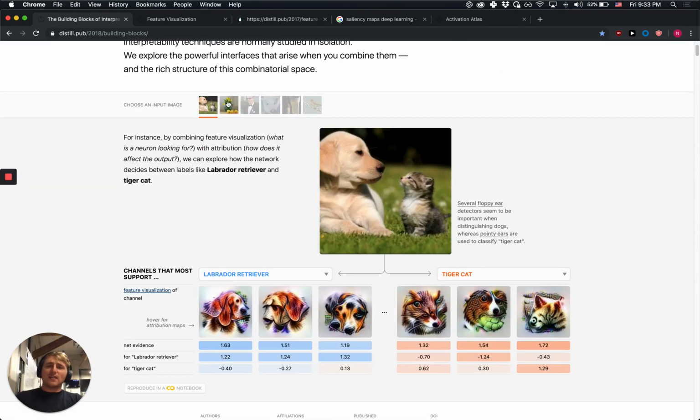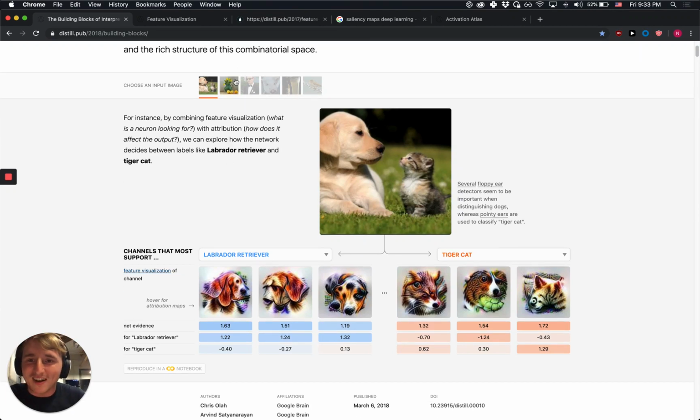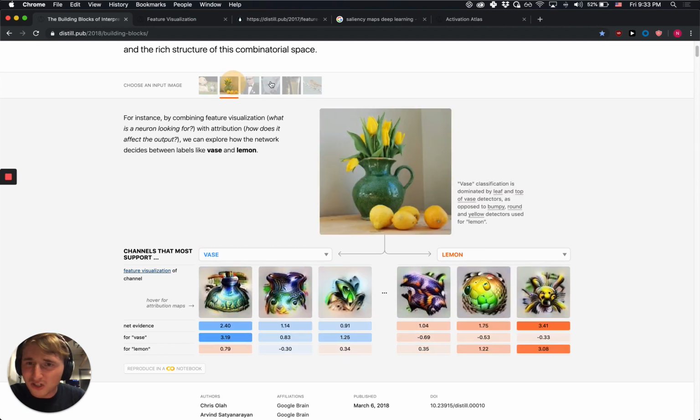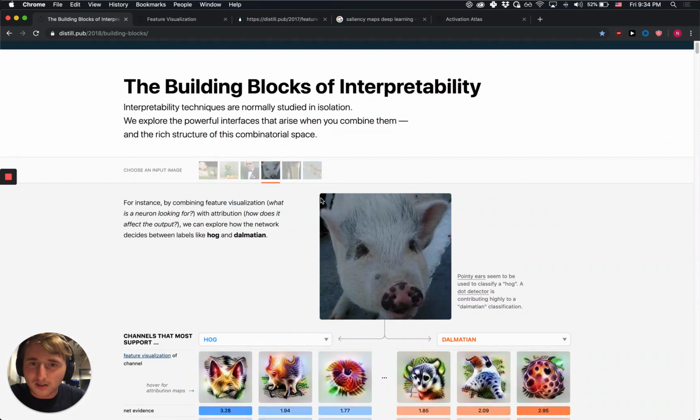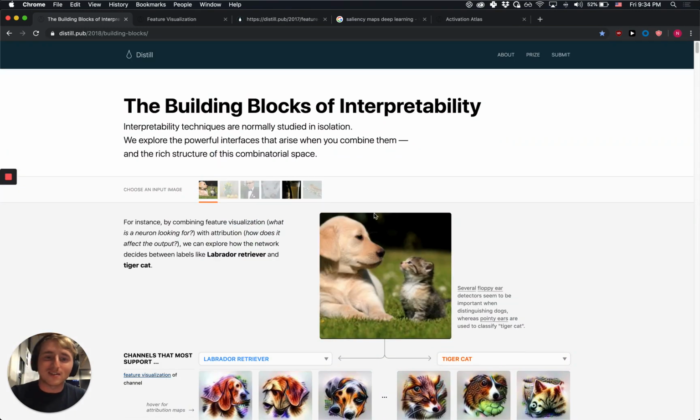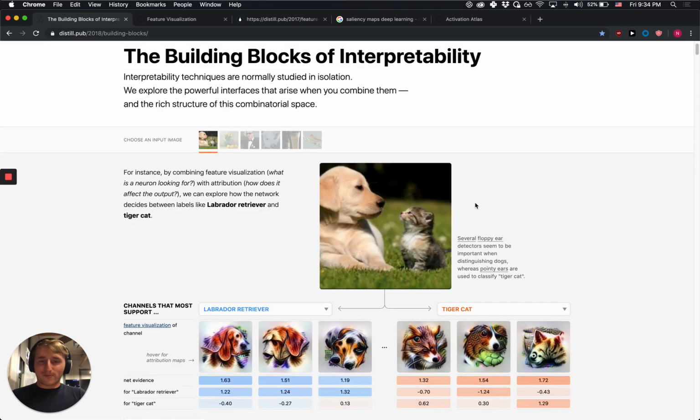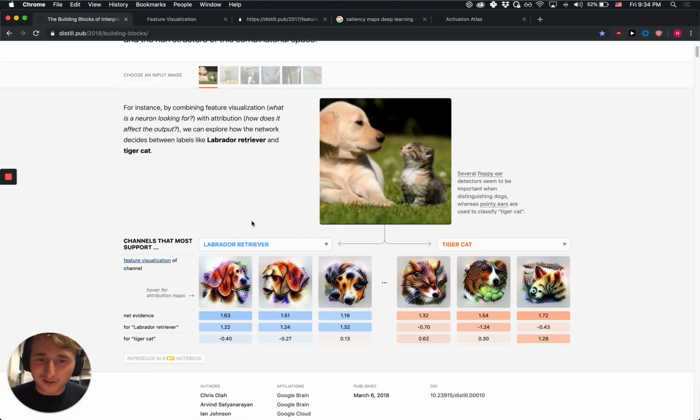Like most Distill papers, this starts with a big, beautiful header that's interactive and shows a summary of what's going to happen. There's a bunch of images you can choose from, and these images will propagate through the entire paper. But I'm just going to be looking at this famous Distill dog-cat photo. And if you want, you can try the other images yourself.